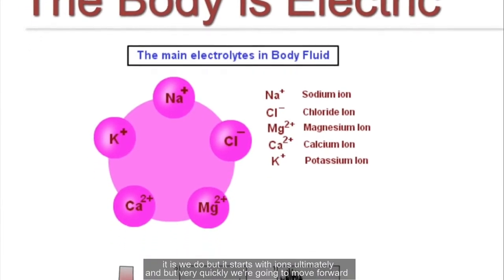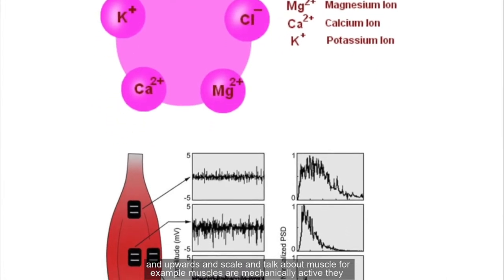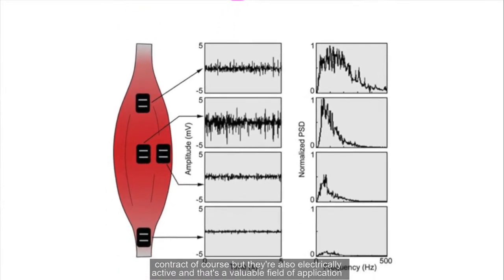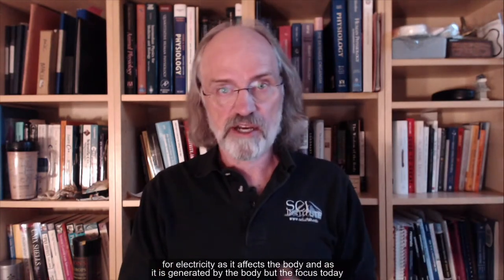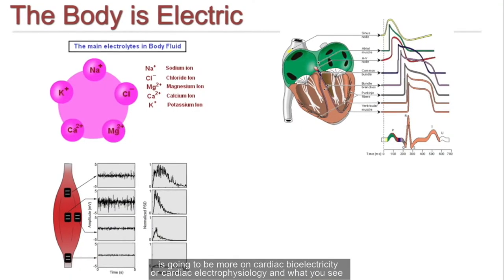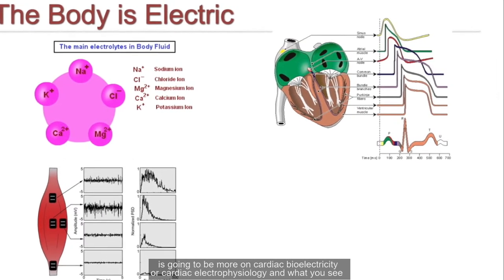But very quickly, we're going to move forward and upwards in scale and talk about muscle, for example. Muscles are mechanically active. They contract, of course, but they're also electrically active, and that's a valuable field of application for electricity as it affects the body and as it is generated by the body. But the focus today is going to be more on cardiac bioelectricity or cardiac electrophysiology.